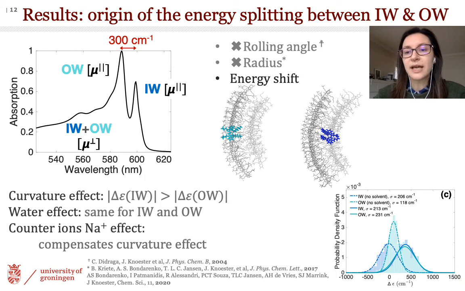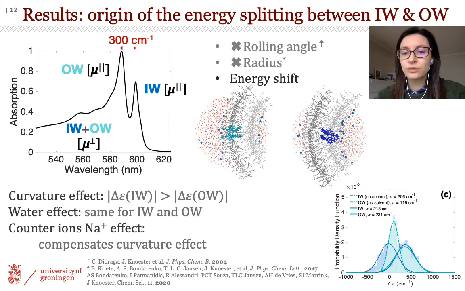Another hypothesis that we had was related to a different energy shift as a result of the curvature, meaning that molecules in the inner wall and outer wall experience different environments and thus have a different energy shift, which can explain the energy splitting. First, we calculate the energy shift including only surrounding dye molecules, and indeed we see that the average energy shift in the inner wall is different to the one in the outer wall. However, when we include in the calculations the solvent molecules, we see that the effect is the opposite and is fully compensated. And the compensation effect comes from the counter ions.